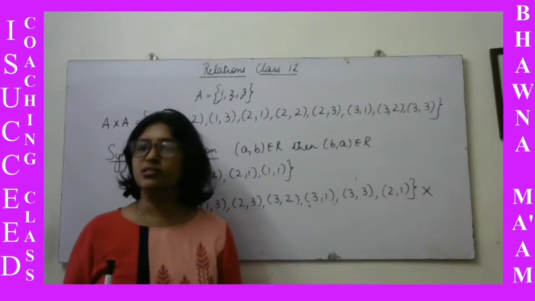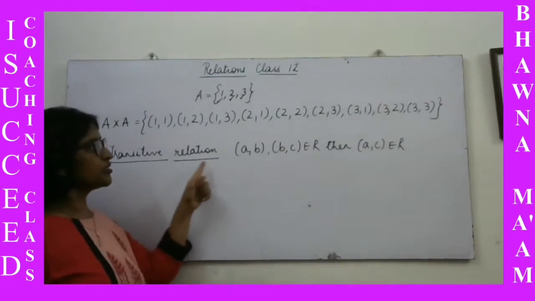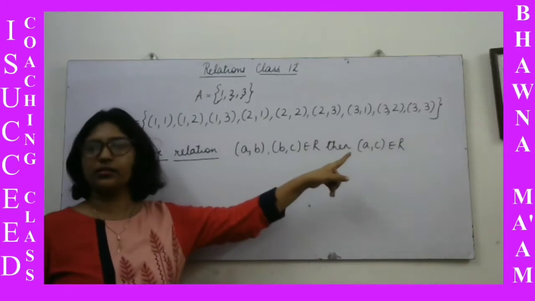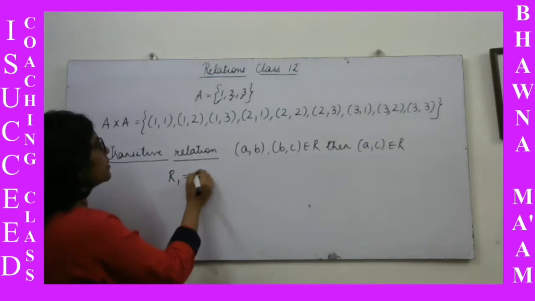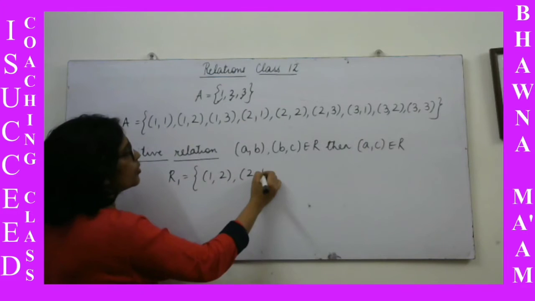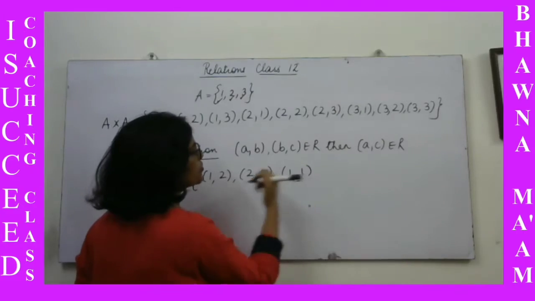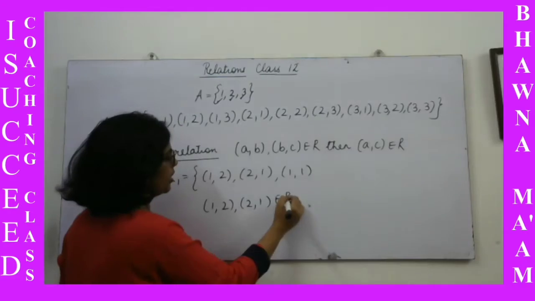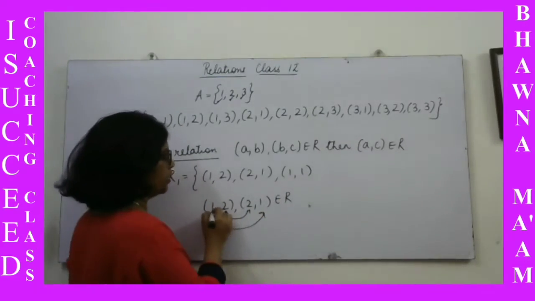That is transitive relation. So now we will go to the transitive relation, which is: if A comma B and B comma C belong to R, then A comma C belongs to R. So for example, if we take from here one relation which is 1 comma 2 and another is 2 comma 1, then we need 1 comma 1 to belong to this relation, because if 1 2 and 2 1 both are belonging to R, since these entries are same, then we should have 1 1 belonging to R.